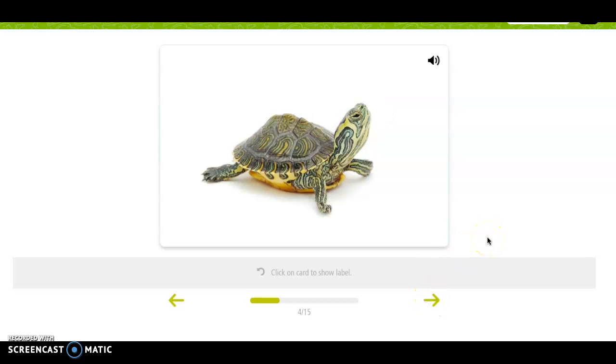This is a turtle. A turtle is a vertebrate. It is a reptile. It has scales on its skin, okay? Scales, dry, scaly skin. It walks, but it can also swim in the water, and it has 4 legs. It has 4 legs. It also has a shell on its back to protect itself. The turtle.